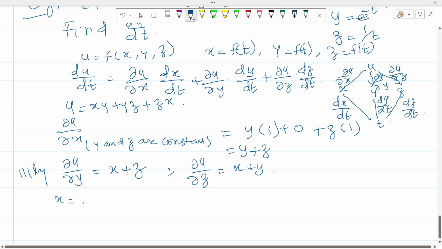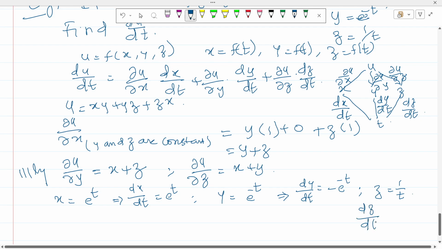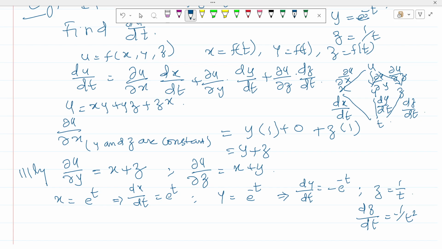What is x here? x is e power t, then dx/dt equals e power t. y equals e power minus t, that implies dy/dt equals minus e power minus t. z equals 1 by t, dz/dt equals minus 1 by t square.